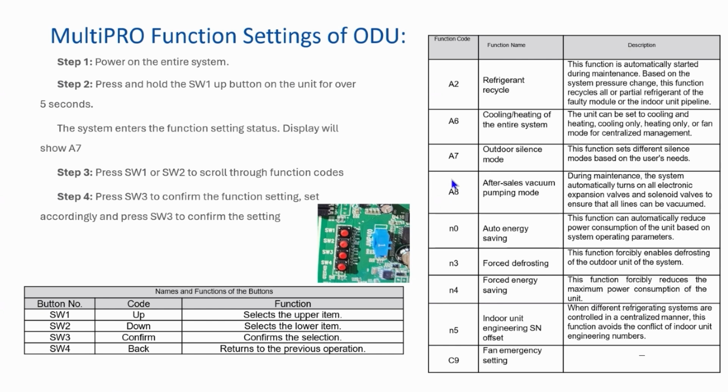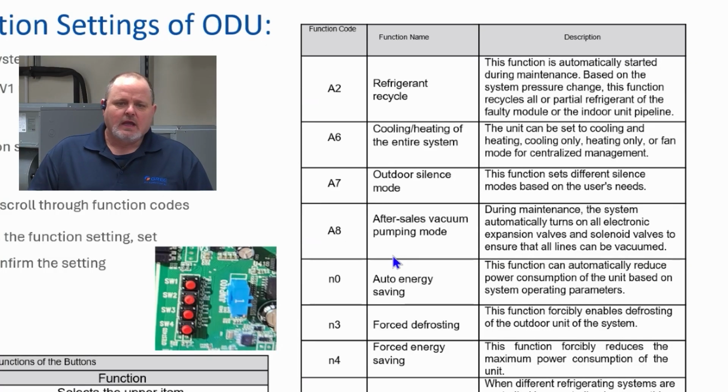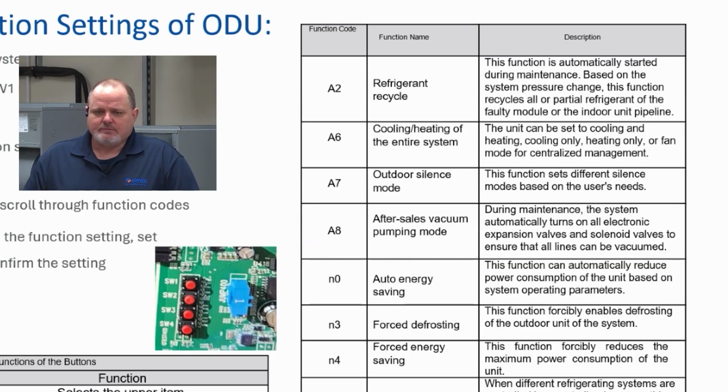The main one I want to point out is this after sales vacuum pump mode. What they mean by after sales vacuum pump mode is, okay, I've got a machine that's got a leak in the system and I've got to correct that leak. I have no idea how much refrigerant's in the system. I need to pull all the refrigerant out of the system. And then I need to fix that leak, and then I need to evacuate that system and put that system back into operation.